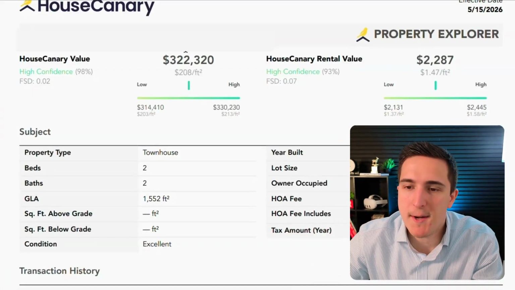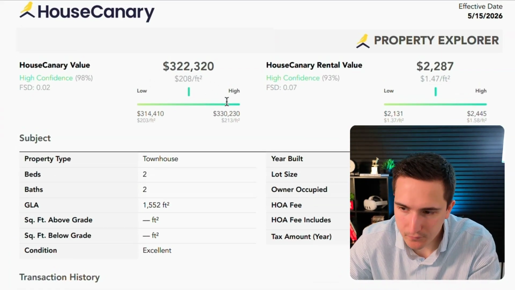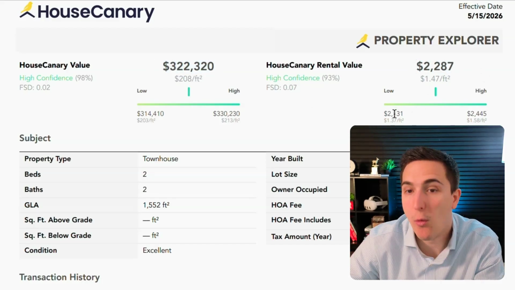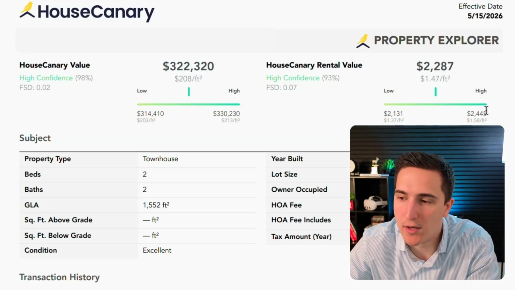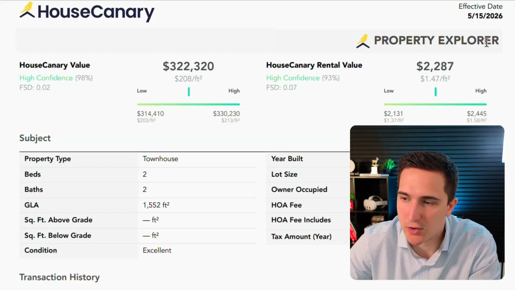So you might say, Ben, how do we calculate the market rents? Well, we have a software using House Canary here where we pulled up the property's info. So here's all the information here. We got the value, we got the rental value, which is one of my favorite parts. So it gives me on the low end and on the high end what the rental values are. Now, what's nice about this is we have our market rent value, which is $2,287. So I'm just going to use $2,200 to be conservative.